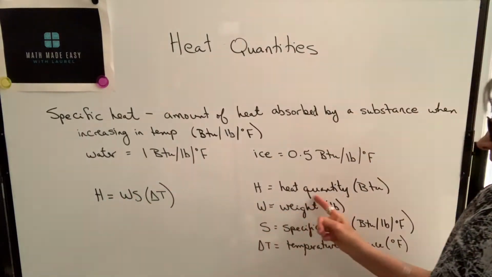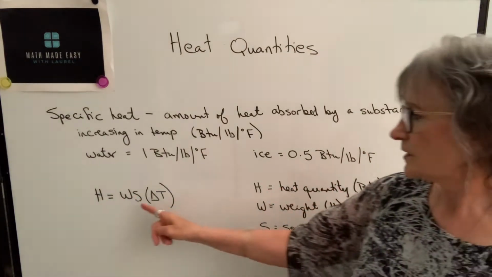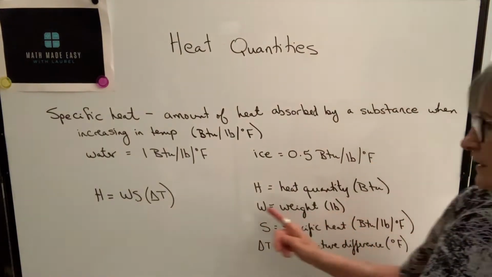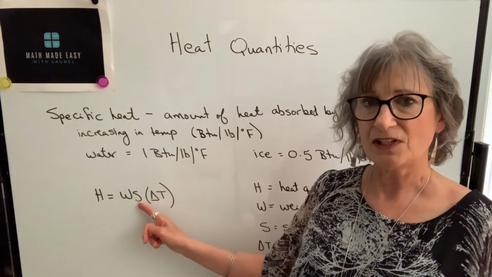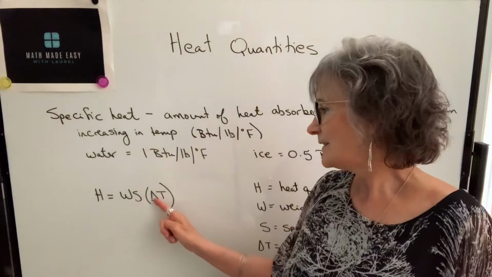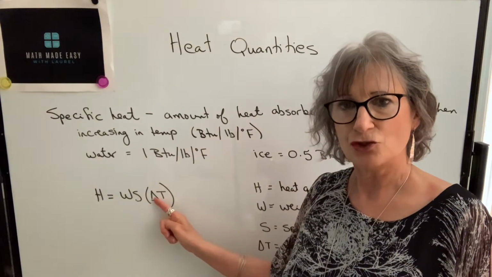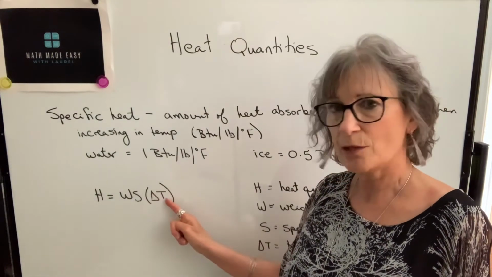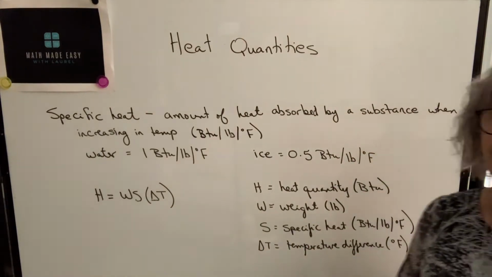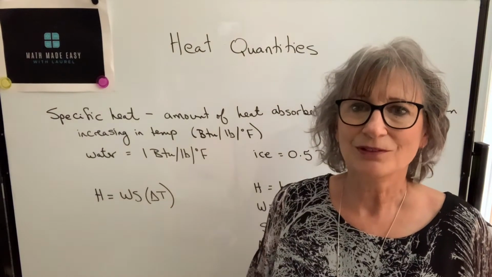Heat quantity, measured in BTUs, will equal weight, which is measured in pounds, times specific heat, which will be given for that particular substance, and this is the unit that's involved. Delta is a symbol that's used to mean change, so this means change in temperature when you see delta T, and that's going to be in degrees Fahrenheit. Let's take a look at an example.